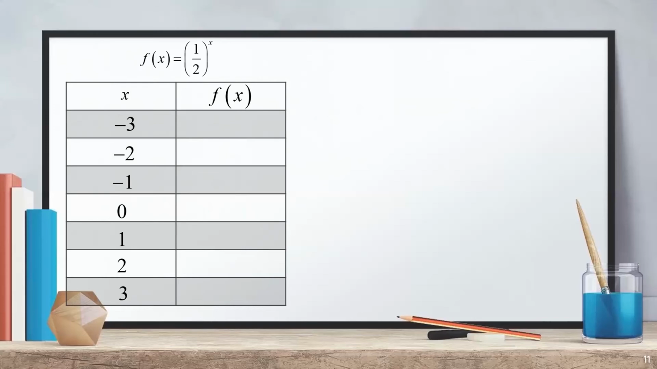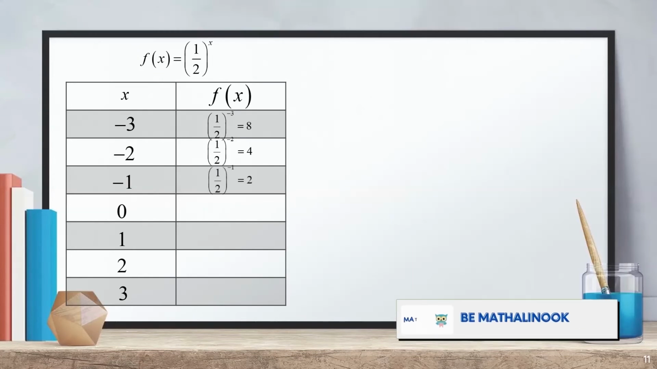This time, let us graph the exponential function f of x equals 1/2 raised to x. Once again, given some values of x, let us solve for the values of f of x or y. When x is equal to -3, then f of x will be equal to 1/2 raised to -3, which is equal to 8. When x is equal to -2, then we will have 1/2 raised to -2, which will result to 4. When x is equal to -1, we will have 1/2 raised to -1, which will result to 2.